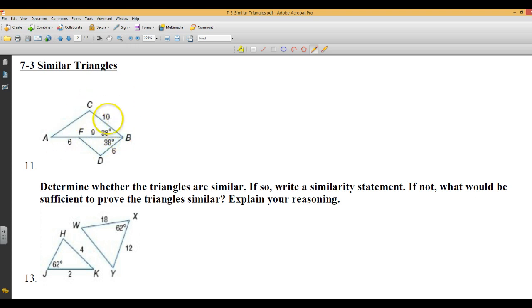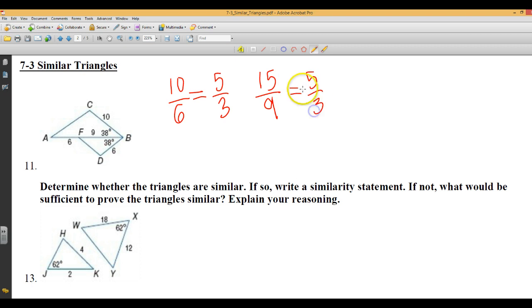So in the larger triangle, we have 10, and in the smaller triangle, that corresponds to 6, which we can simplify, divide them both by 2, and we get 5/3. Then in the larger triangle, we have this entire side, which is 6 plus 9, or 15, and it corresponds to just this part of the smaller triangle, so 15 over 9. And if we divide those both by 3, we get 5/3 again.